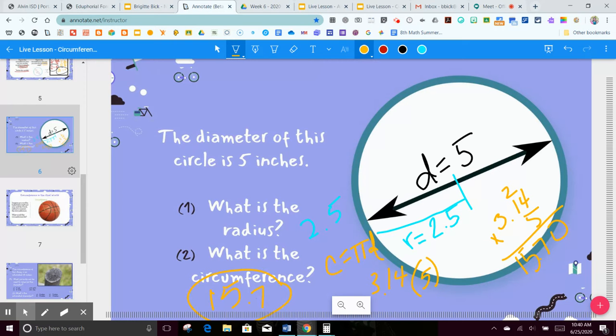Okay. And sometimes you can estimate your circumference. Like if the answer choices aren't close together at all, you can ask yourself, what is 5 times 3? And then you know it has to be roughly close to 15. And if your answer choices are way far apart, then that could be very helpful.